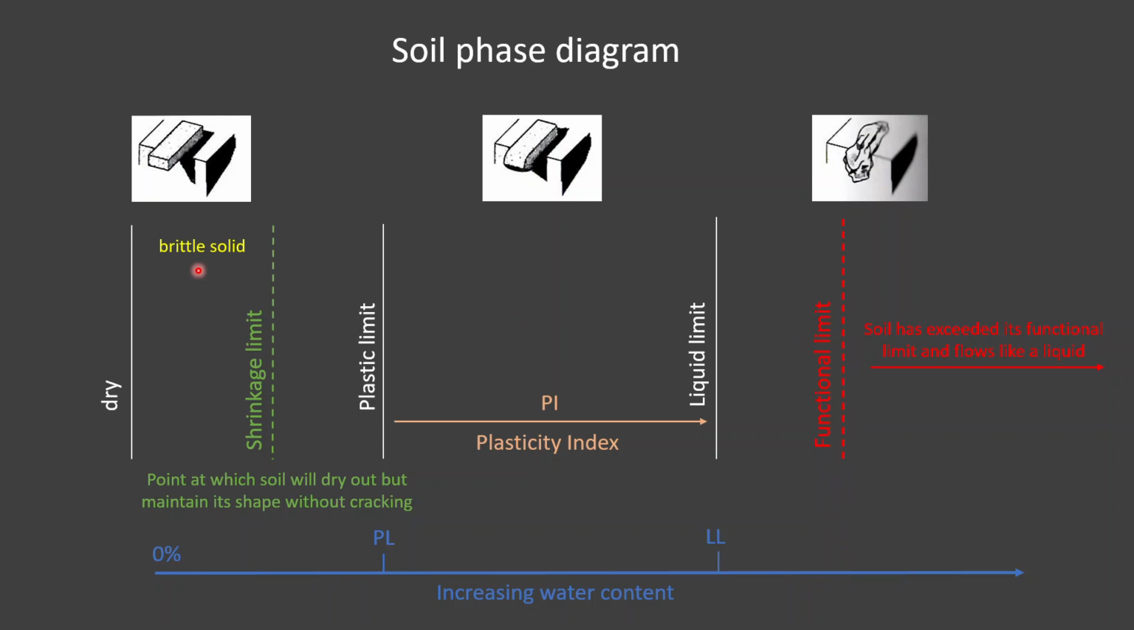The names attributed to the soils in these phases are: you have a brittle solid when you're dry, you have a semi-solid before you reach the plastic limit, and then you're plastic throughout your plasticity index. You become a viscous liquid, right? Viscosity is a measure of resistance to flow, so you're not quite flowing yet, but you're acting kind of liquidy after your liquid limit. And after the liquid limit, you're a mess. You're a liquid soup.